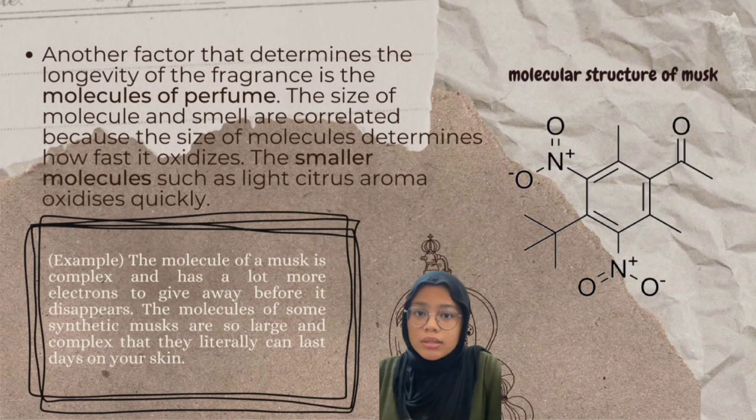Another factor that determines the longevity of the fragrance is the molecule of perfume. The size of molecule and smell are correlated because the size of molecules determines how fast it oxidizes. The smaller molecules, such as light citrus aroma, oxidize quickly. For example, the molecule of a musk is complex and has a lot of electrons to give away before it disappears. The molecules of some synthetic musks are so large and complex that they literally can last days on your skin.